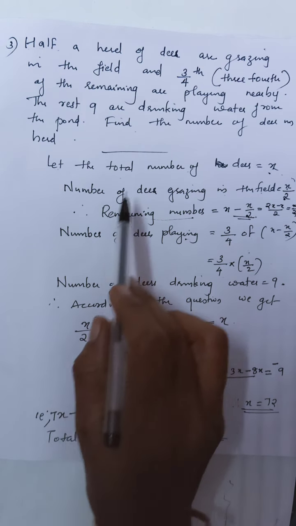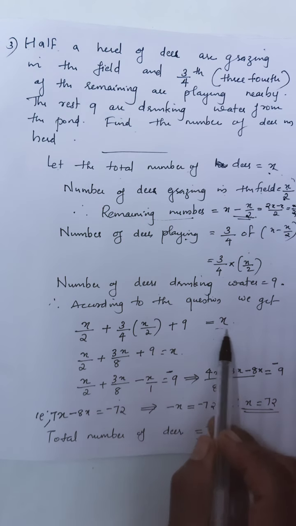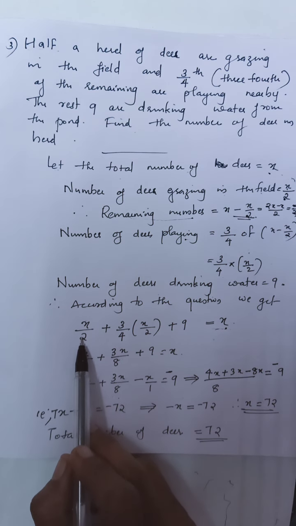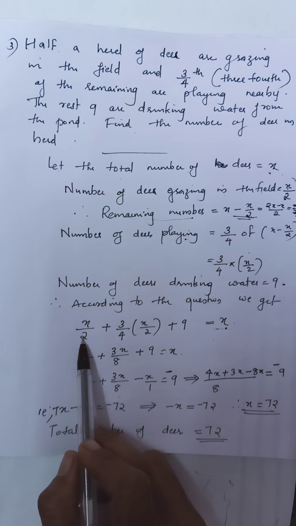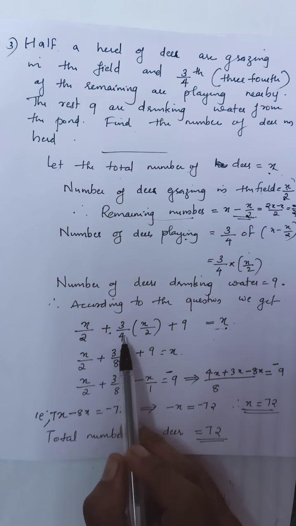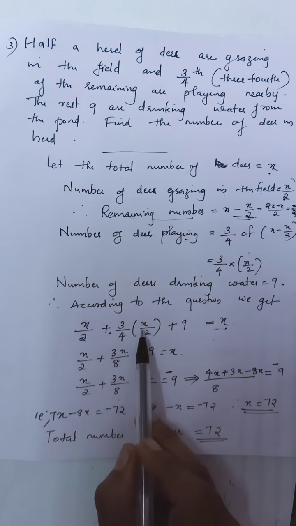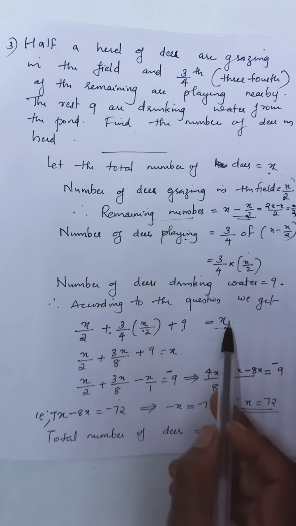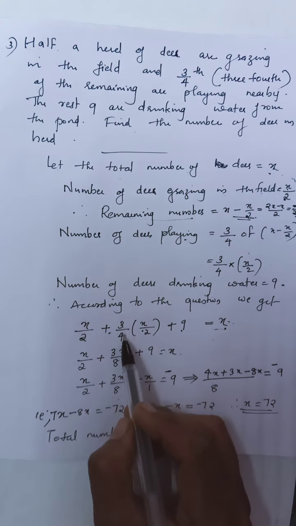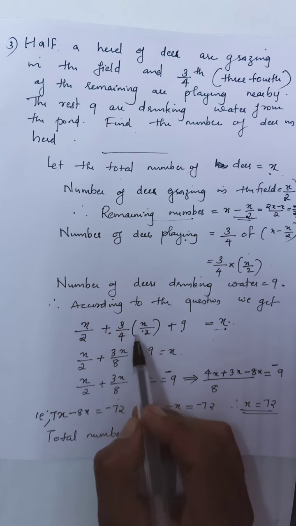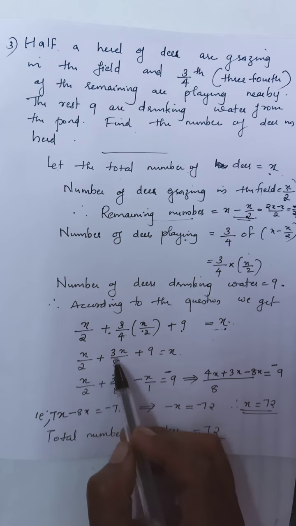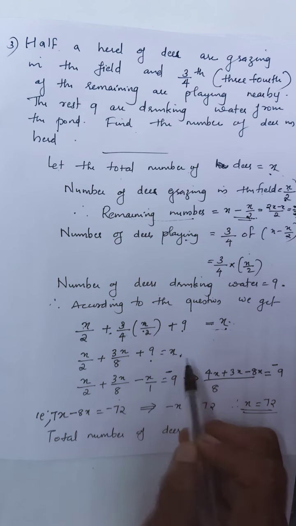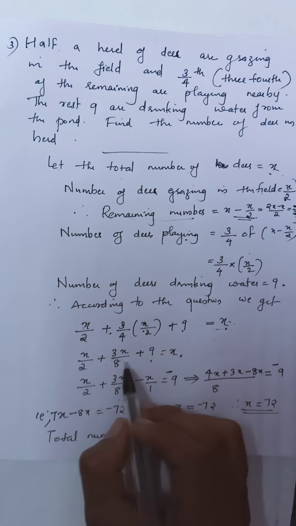And if you add all these, what you get? x, because x denotes the total number of deer. So x by 2, that is the number of deer grazing in the field, plus the number of deer playing, that is 3/4 of half remaining, plus 9 drinking water is equal to x. Here we can write 3/4 of x by 2, no common factor, so 3x by 8. x by 2 plus 9 is equal to x. So then you solve this equation.